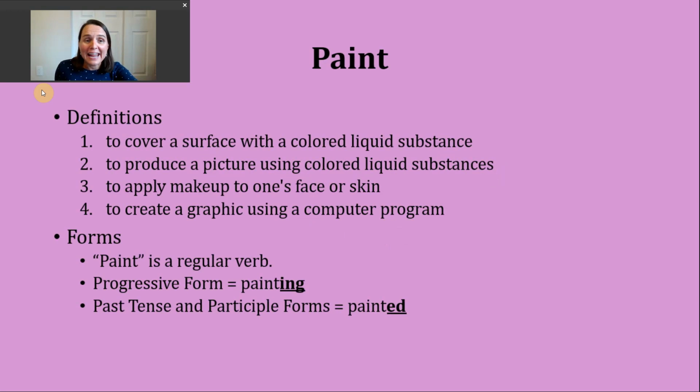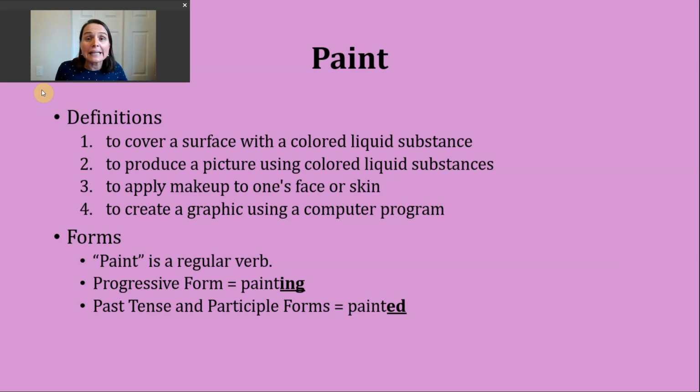The first way you might hear paint used is to mean to cover a surface with a colored liquid substance. Many people, when they purchase a new house, will decide to paint the walls. They might not like the previous colors, or maybe the previous paint is starting to chip or look bad. But essentially, what they're doing is covering the walls, that's the surface, with a colored liquid substance. And that substance will eventually dry and harden.